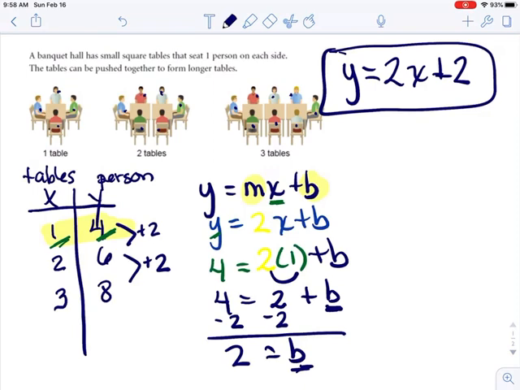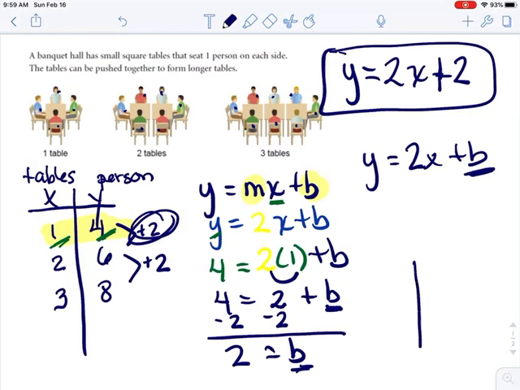There's another way we can find our b. So we could do y equals 2, because we found the m, x plus b. If we are looking for b and we don't want to do all this work, we can go back in our table of values. If I find the value of y when my x is 0, that's going to give me my b.